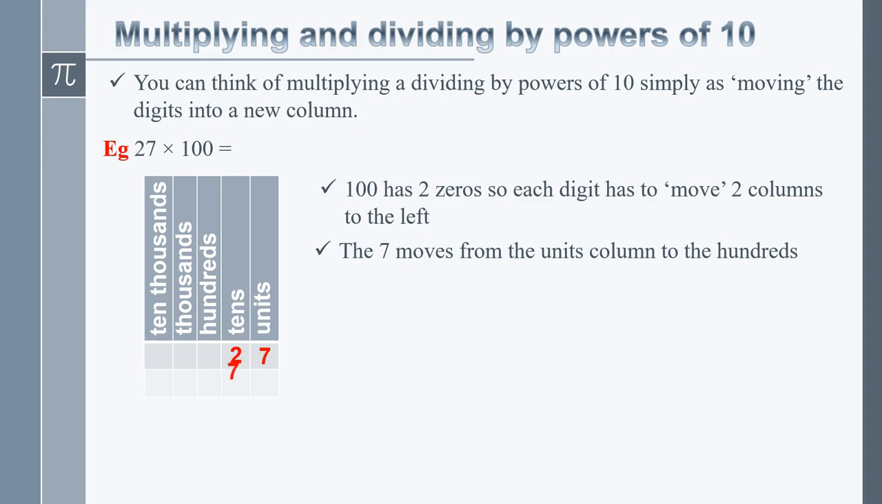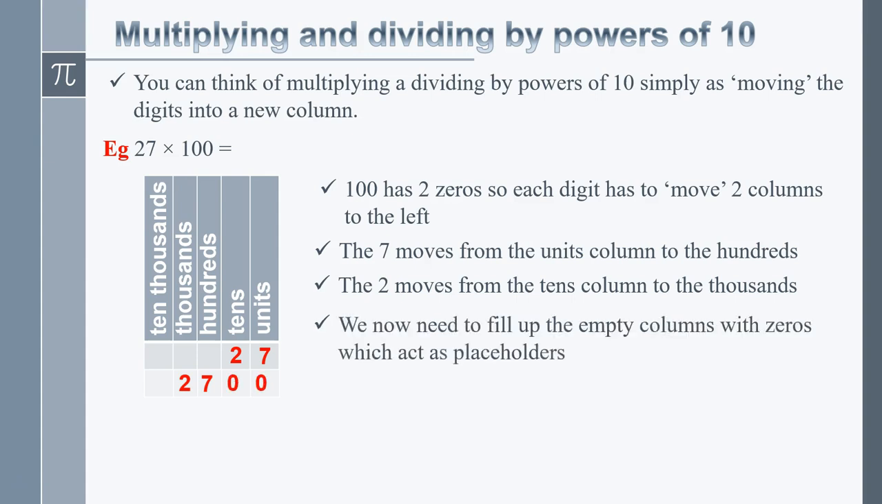So, the 7 moves from the units column into the hundreds column, and then the 2 moves from the tens column into the thousands column. Now, if we just wrote it down like that, we'd still be writing down 27. We've got to make sure it's clear in the number we write down that the 2 is now in the thousands column, and the 7 is now in the hundreds column. So we need to fill up the empty columns with zeros, and those zeros act as placeholders, so now it's very clear that that 2 is in that column. So 27 times by 100 is just 27, whack 2 zeros on the end, there you go, 2,700.